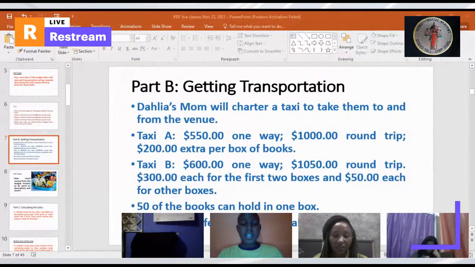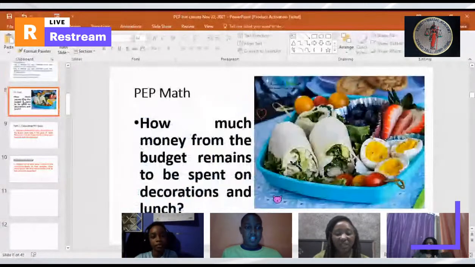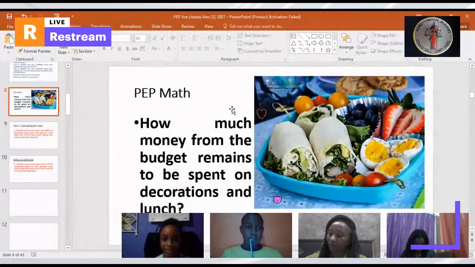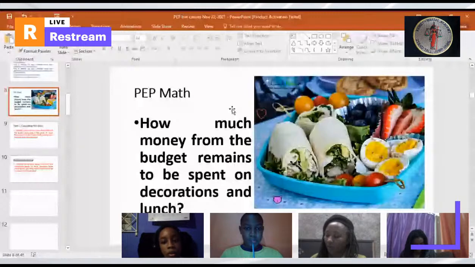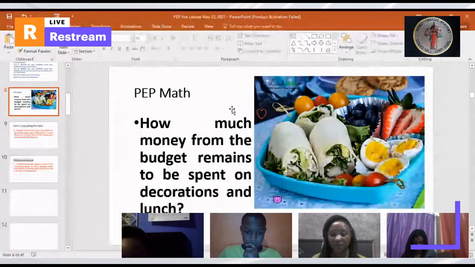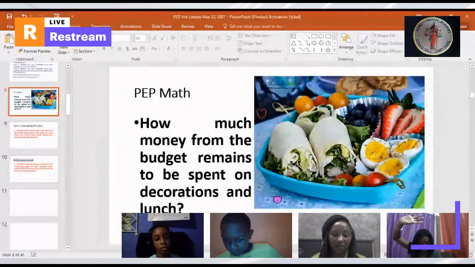So let's go on to the next question. How much money from the budget remains to be spent on decorations and lunch? Remember, Mom had said after she takes care of the stall and the transportation, she's going to use the money that is left back to buy decorations for the stall and to buy lunch for her and Dahlia. So how much money is left back from the budget?